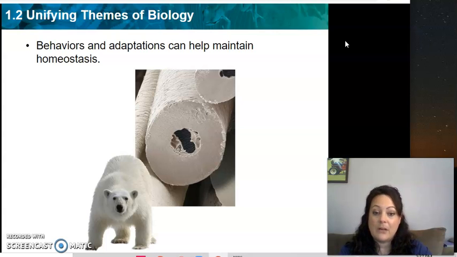So our polar bear here, most of you may not know, polar bear hairs are actually hollow, and that helps them to retain their heat in the very cold polar environment that they live in. And their skin is also black. That serves the purpose of absorbing the sun's rays and helping to heat them up from the outside.